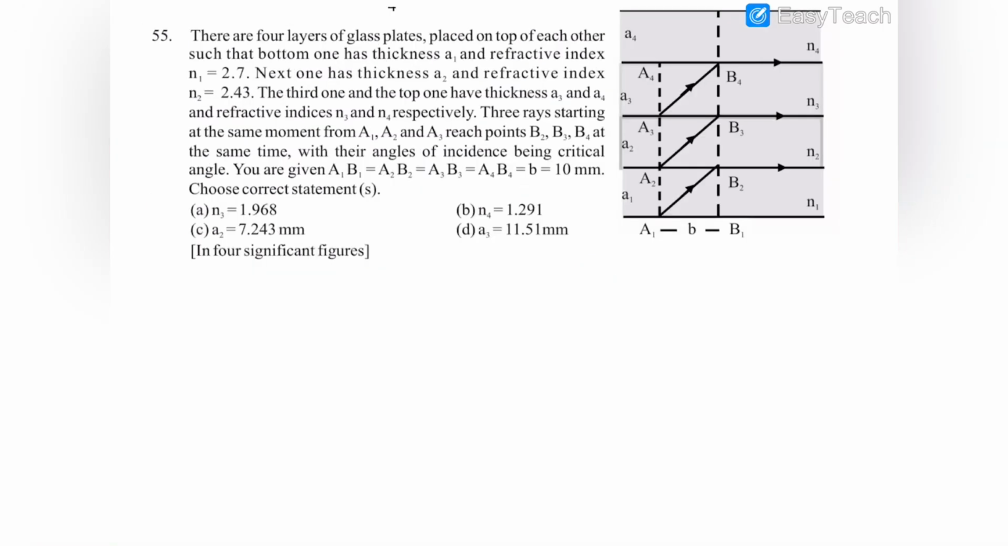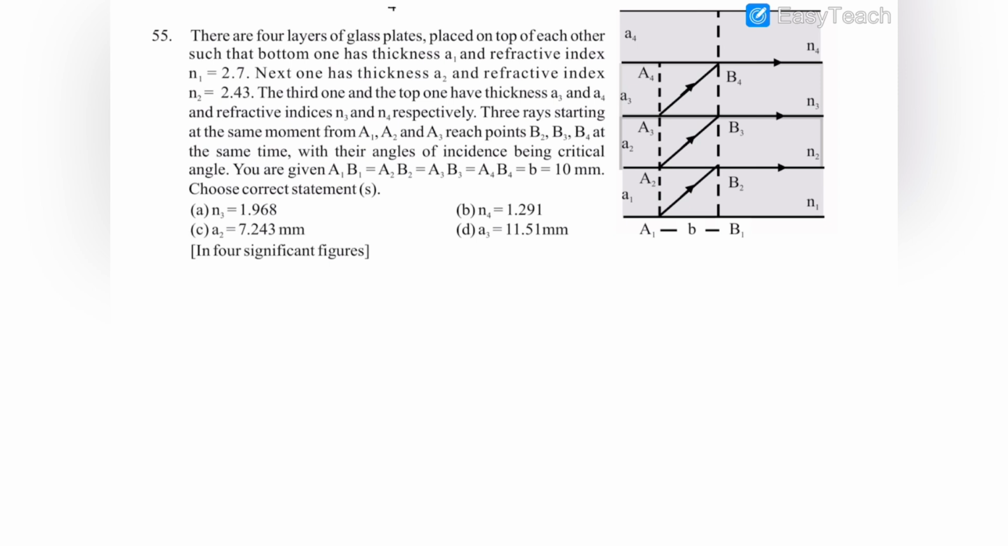In this question, you can see that there are four mediums of thickness A1, A2, A3 and A4. And there are three rays, this ray and this one and this one. It is given that the refractive index N1 is 2.7 and the refractive index N2 is 2.43. And it is also mentioned in the question that this distance B is the same, and B is 10 mm.